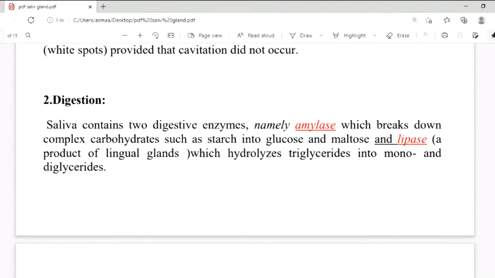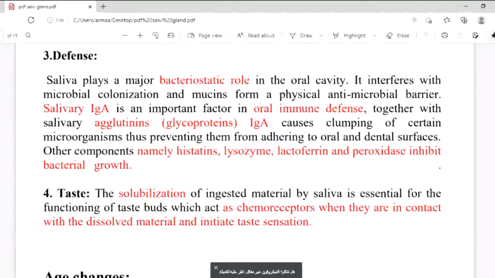And the third function of saliva is the defense function. Saliva plays a major bacteriostatic role in the oral cavity, because it contains immunoglobulin A. Immunoglobulin A is an important factor in the oral immune defense. Together with the salivary agglutinins, the glycoproteins, it causes a clumping of certain microorganisms, preventing them from adhering to the oral and dental surfaces. And other components, namely histatin, lysozyme, lactoferrin, and peroxidase, all inhibit bacterial growth.